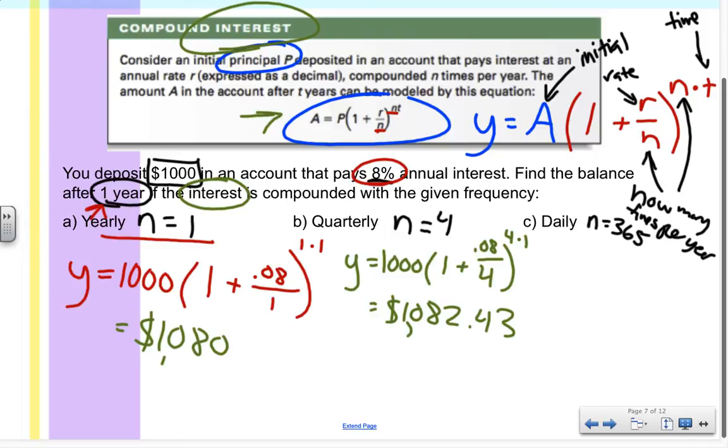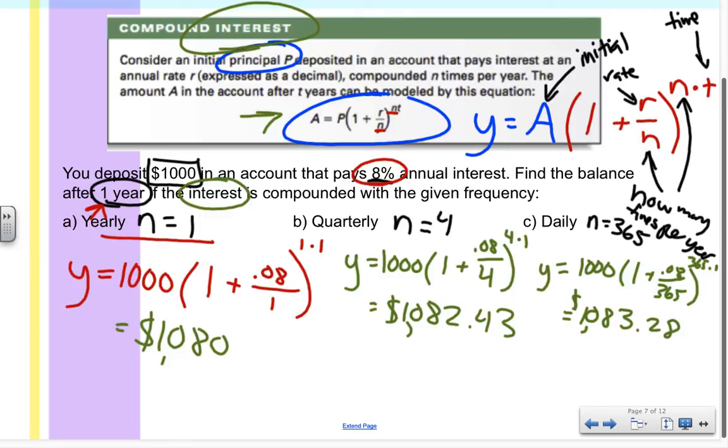And if we look at it, it's different than the yearly one, because I'm gaining interest 4 times. It's going to end up earning you a little bit more money. Now, the last one, daily, is going to be the same process. 1,000, 1 plus my rate, 0.08. 365 is the number of times I compound per year. 365 times 1 up there. I'm going to plug that all in my calculator, which this one I actually have to plug in just to double check. All right, and I should get $1,083.28. Yeah, that's what I should get here.